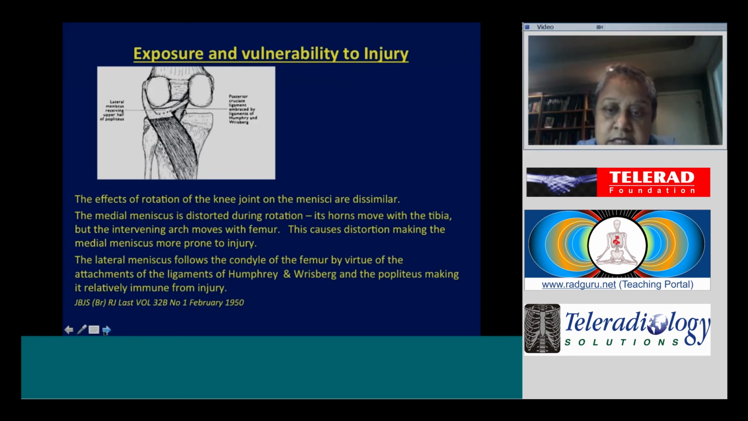The medial meniscus, the horns move with the tibia. The intervening arch moves with the femur, so that there is distortion which makes the medial meniscus more prone to injury. What about the lateral meniscus? The lateral meniscus follows the condyle of the femur by virtue of the ligaments of Humphrey and Risberg, as well as the popliteus, making it relatively immune from injury.